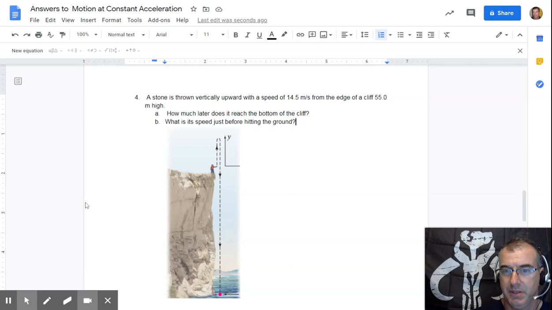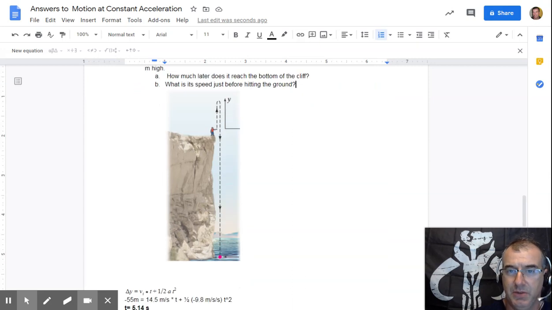So here's the person standing there. They're throwing it upward with an initial velocity of 14.5 meters per second, and the cliff height from where the person is all the way to the bottom is 55 meters. So the first question is, how much later does it get to the bottom of the cliff?